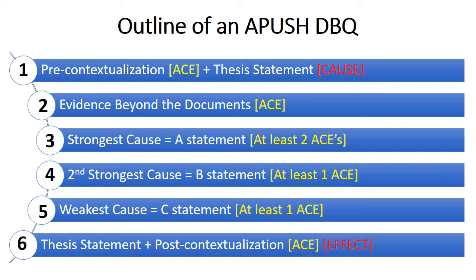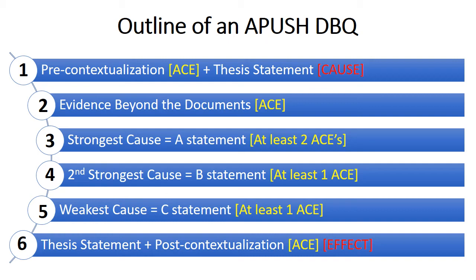Okay, here's the outline of your DBQ. It's going to be a little different than the LEQ was. The first paragraph will be the same. You'll have your pre-contextualization and your thesis statement. Your second paragraph for the DBQ is going to be your evidence beyond the documents, where you're going to ace the cause of World War I that's not included in the documents from the DBQ.